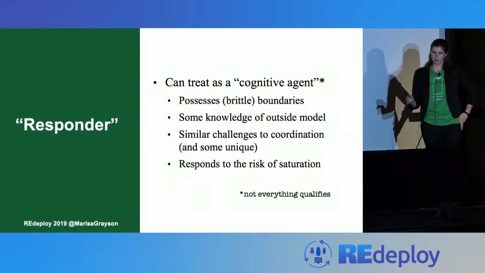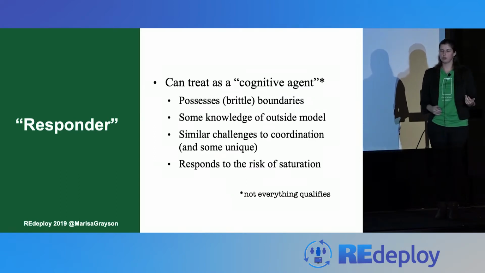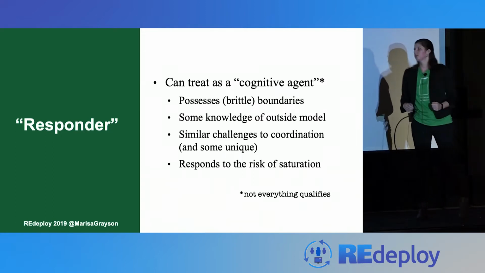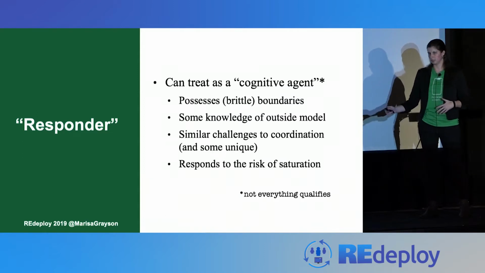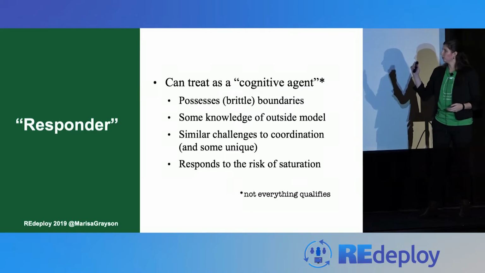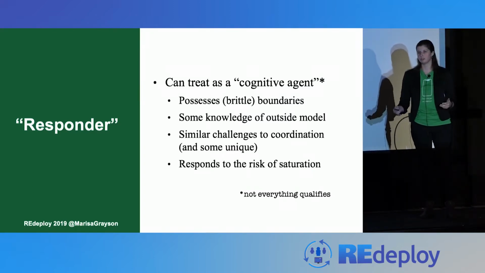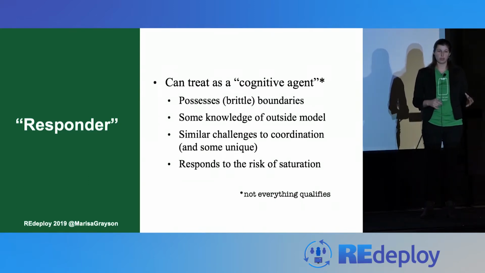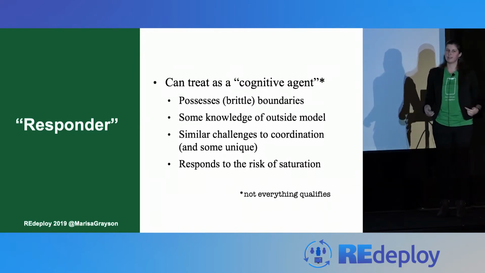The way I like to think about it is this, that these types of automated processes that we have are pseudo-cognitive agents. They're a type of responder. They're not perfect. They're nothing like us fully in terms of we have very complex models that can change our assumptions, but we do have a few things in common, like similar challenges to coordination. Some are unique to automation, but it also responds to saturation or the risk of saturation in a similar way, because that's how we build it.